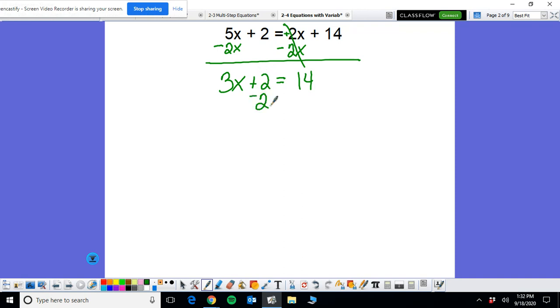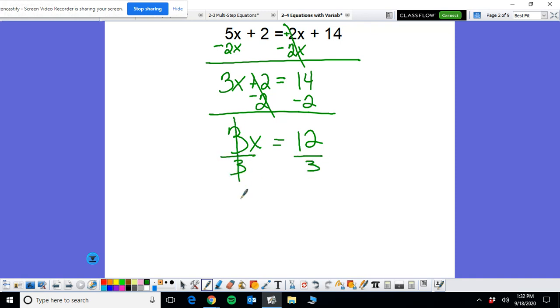To get rid of a plus 2, we do a minus 2 to each side. And we cancel the 2's. The 3x falls, equals falls. 14 minus 2 is 12. And then how do I detach the 3 from the x? Or how do I undo this multiplication? I divide it. To detach it, I divide it. Becomes a 1x equals 4.